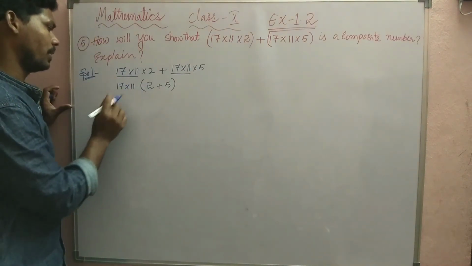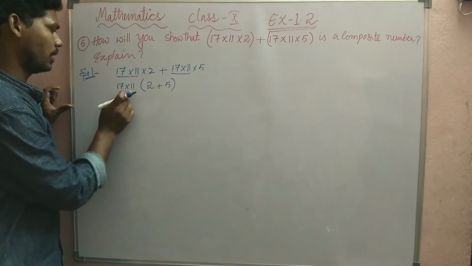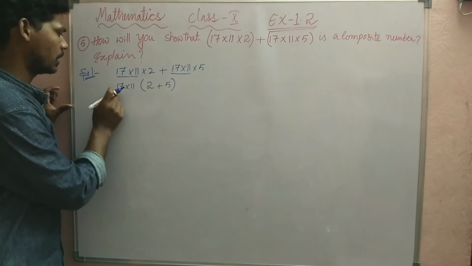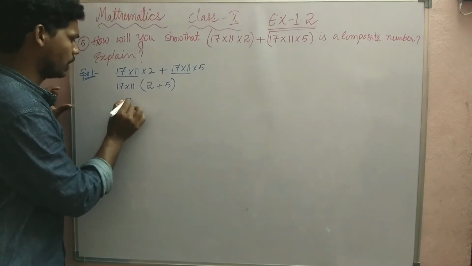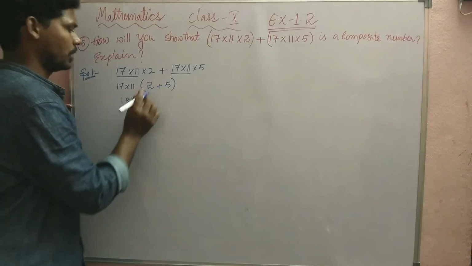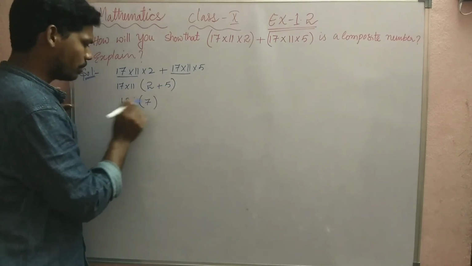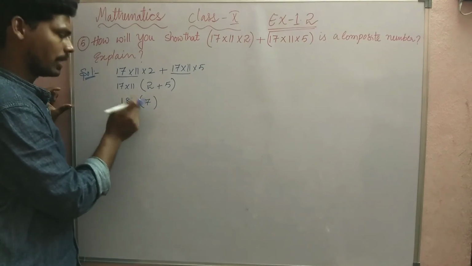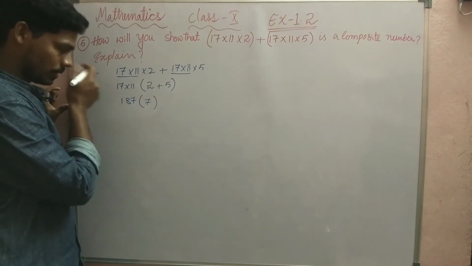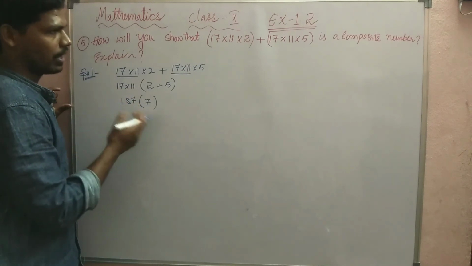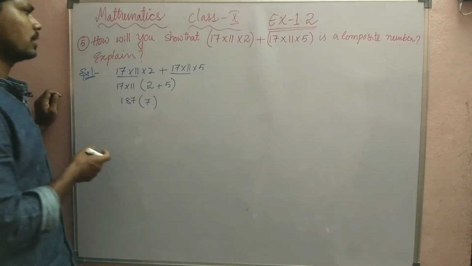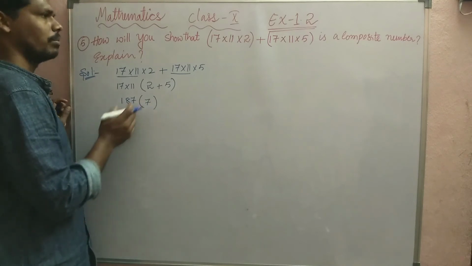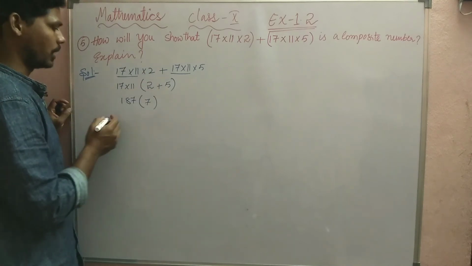17 into 11: any number multiplied with 11 gives the same digit first, 1 plus 7 is 8, so 187. 2 plus 5 is 7. So the given number is divisible by 7 and 187 and 1. So this is a number having more than two factors, so we can say that the given number is a composite number. This is the explanation.